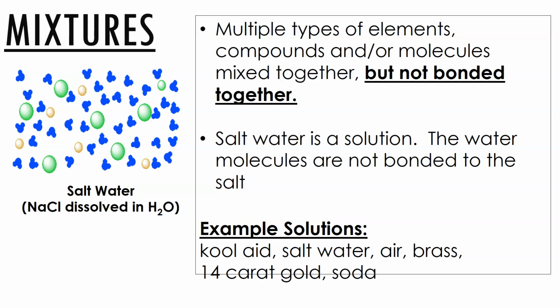There are lots and lots of types of mixtures. Sometimes we call them solutions. So Kool-Aid, salt water, the air that's in the room you are in, right? Air is a mixture. Brass is a type of metal, and same with 14 karat gold. Those are actually mixed with other types of metals. Soda is a mixture. Okay. Soda has sugar and water and flavorings and dyes. It has carbon dioxide gas mixed in.